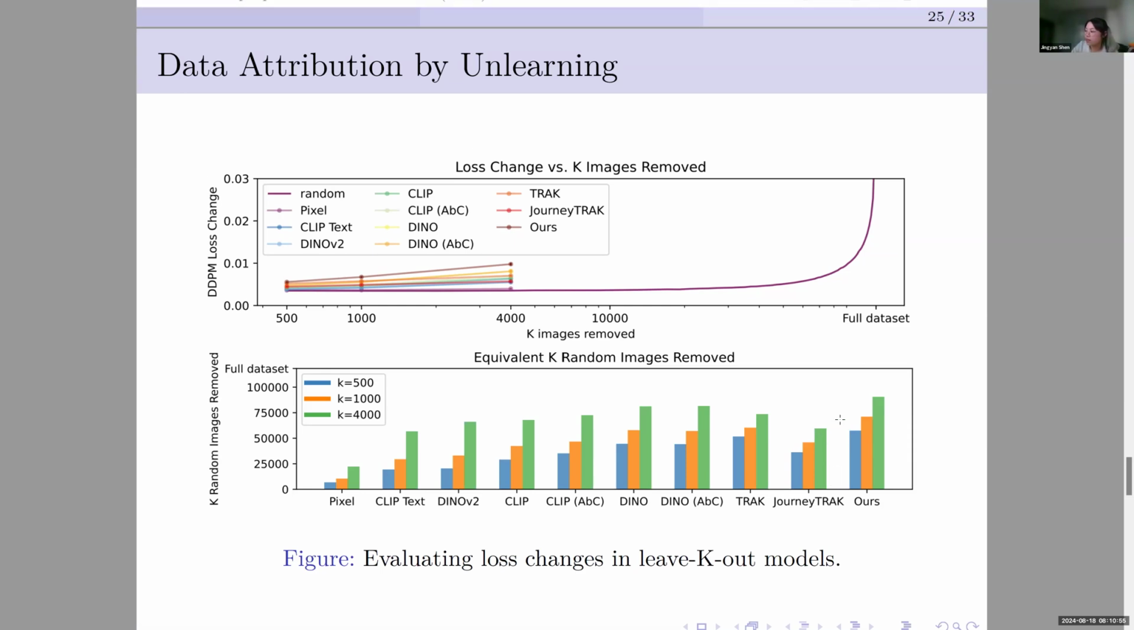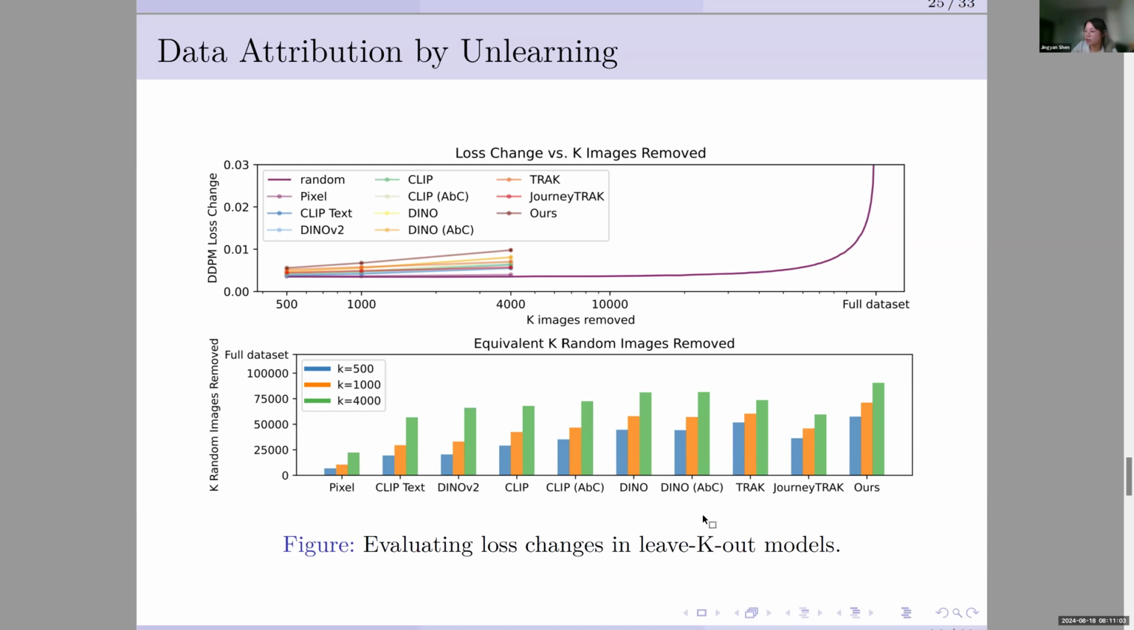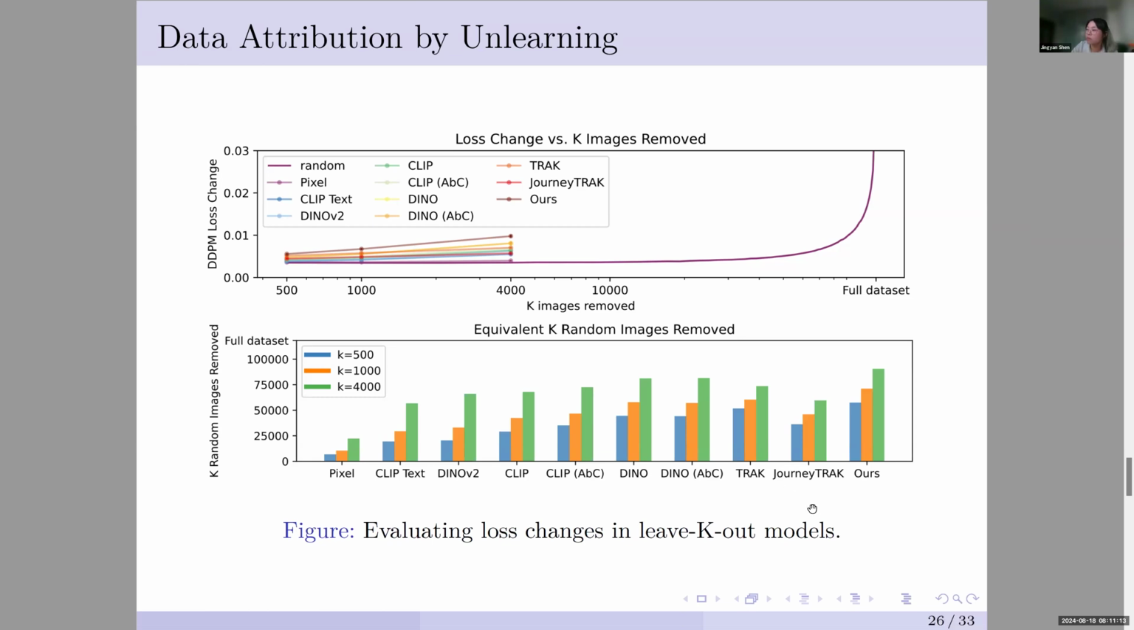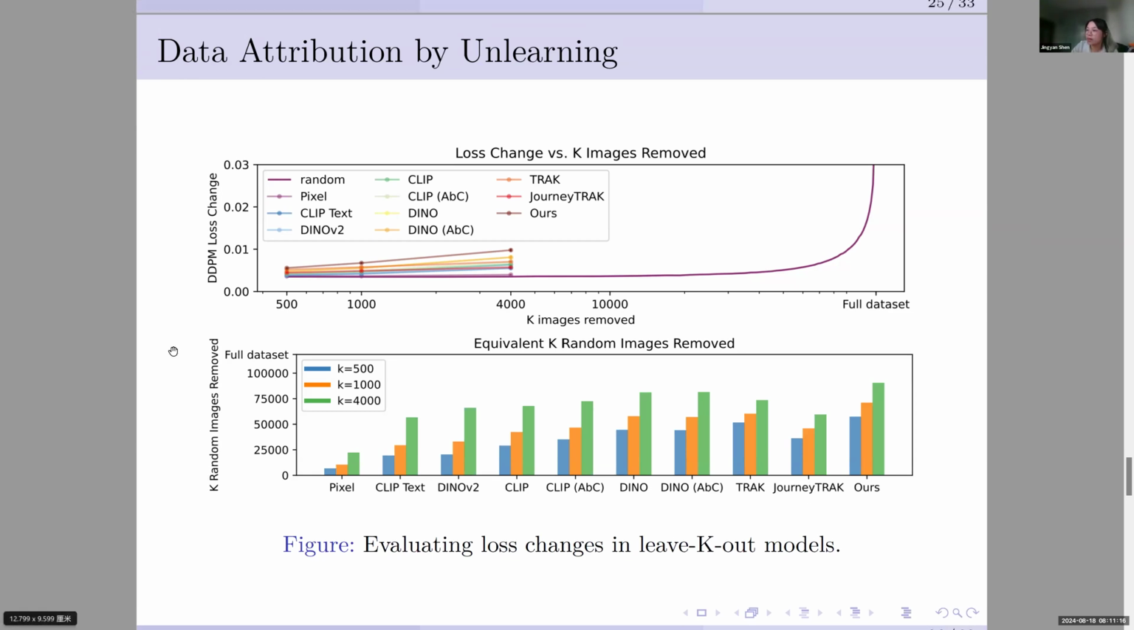And also we can see in this figure that some image retrieval-based methods, which just calculate the similarity score in a predefined feature space, can be a strong baseline compared to the influence function-based methods. So this is their counterfactual evaluation experiment result.